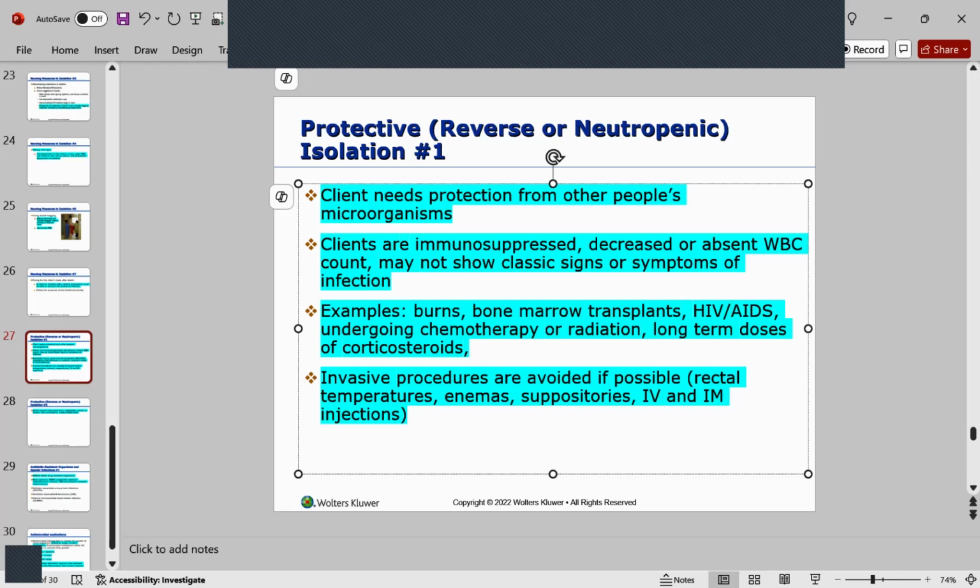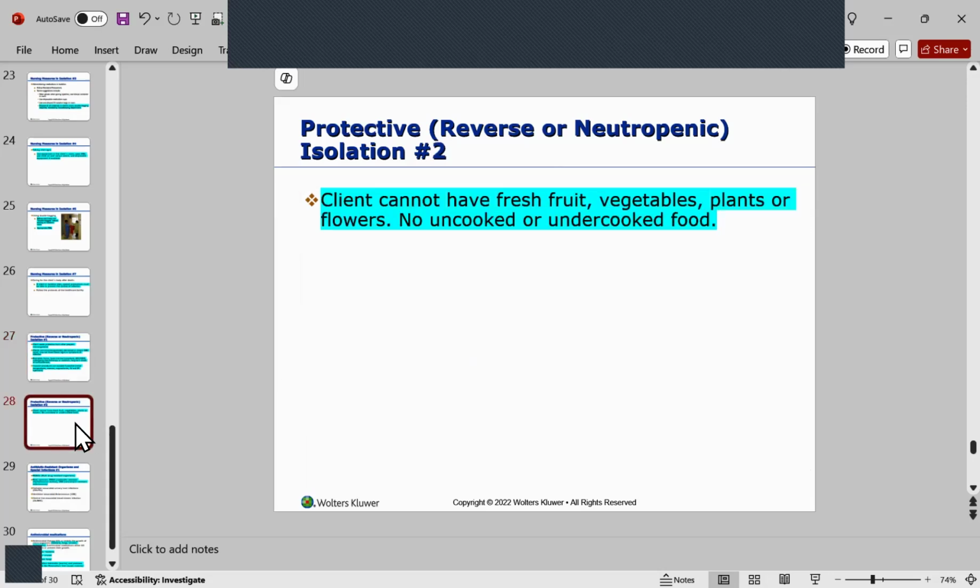With these patients, we have to protect them from becoming ill. So we try to avoid anything invasive, right? No suppositories or enemas. Don't put anything in their butt. And if we can avoid IVs and IMs, we do. All right. The least invasive, the better.